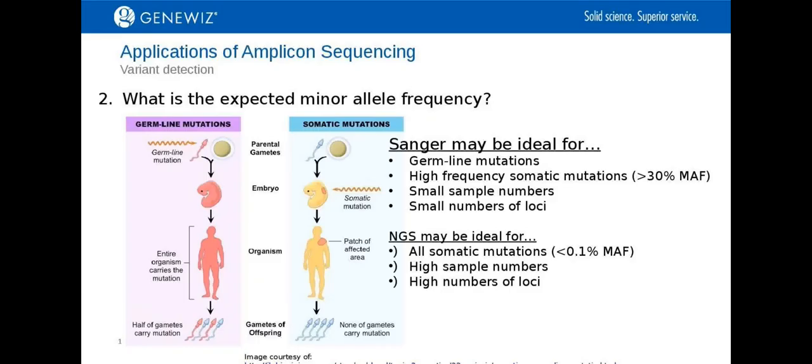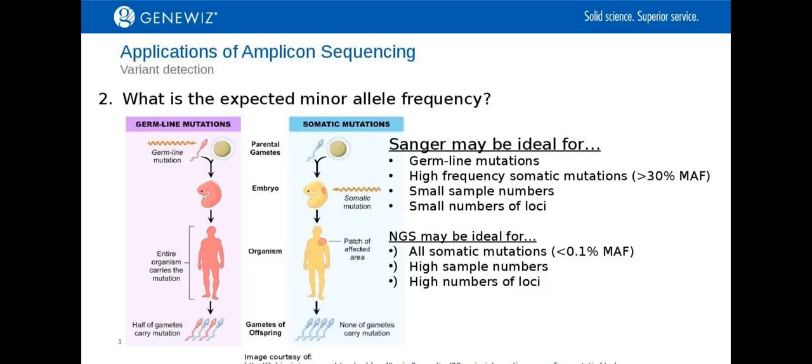The next question researchers need to ask is, what is the expected minor allele frequency? So this slide shows two types of variants, germline and somatic variants. Germline mutations are present in all cells in an organism. They are passed on generation to generation. In a diploid organism with two chromosomes, variants are either homozygous, as in 100% of the reads, or heterozygous, 50% of the reads. This opens the door to use Sanger sequencing based on its sensitivity. Sanger can detect typical variants that have a minor allele frequency as low as 30%.